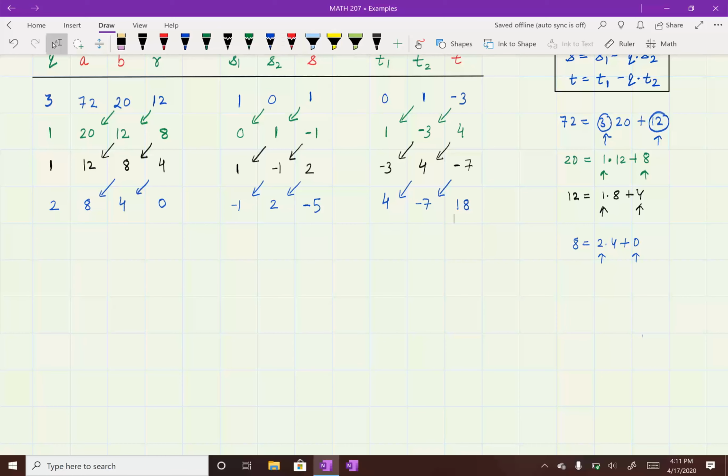Again, we repeat our procedure. So the new value of A is going to be 4. The new value of B is going to be equal to 0. The new value of S1 is going to be equal to 2. The new value of S2 is going to be equal to minus 5. The new value of T1 is minus 7. The new value of T2 is going to be equal to 18.